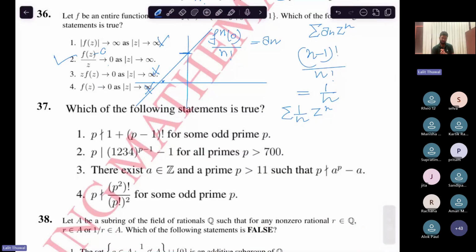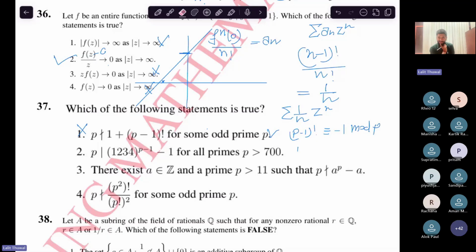So which of the following statements is true? This is Fermat's theorem, right? So you know that (p minus 1) factorial is congruent to minus 1 mod p, right? So this says that the first one is not Fermat's theorem, so this is wrong. And the second one is, it is called Fermat's theorem, or Wilson's theorem. The first one is Wilson's theorem, the second one is Fermat's theorem.